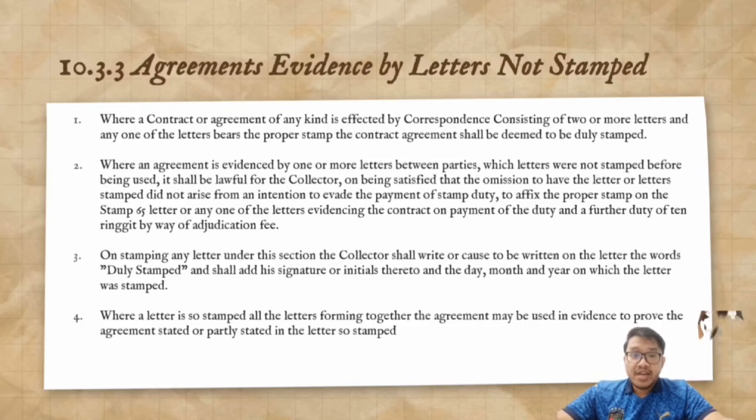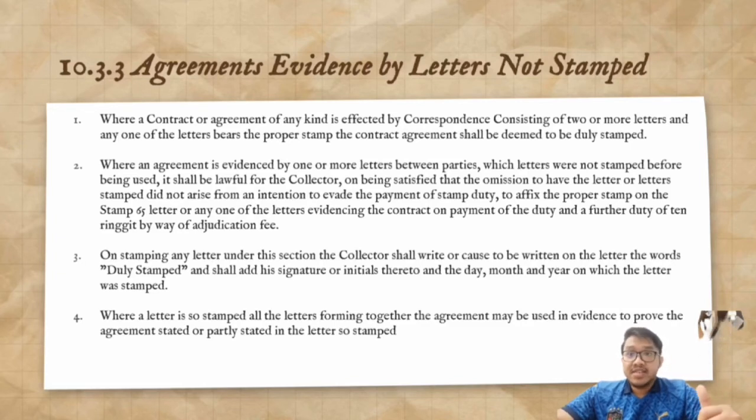Then number two is where the agreement is evidenced by one or more letters between parties, and the letters were not stamped before being used, it shall be lawful for the collector, on being satisfied that the omission to stamp the letter or letters did not arise from an intention to evade the proper stamp duty payment, to affix the proper stamp on the letter or any one of the letters evidencing the contract, on payment of the duty and a further duty of 10 ringgit as an adjudication fee.